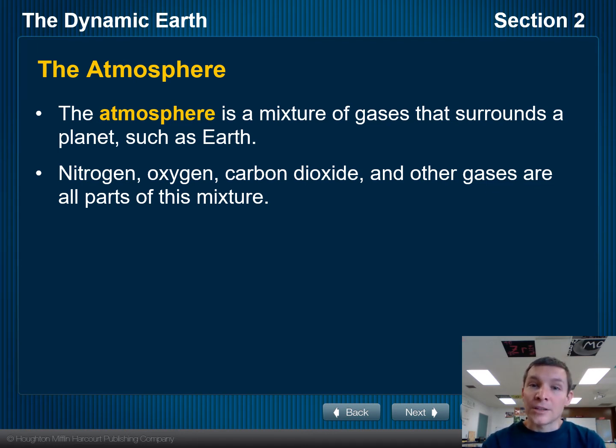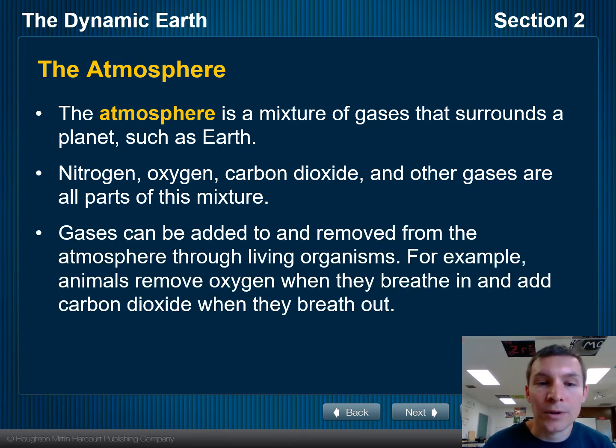We take that for granted, don't we? Just to get that oxygen. But what did I breathe out? Carbon dioxide, that's right. So a lot of these gases interact, go through a cycle, and become part of all of life. So you can see how Earth is really integrated: the atmosphere, and the geosphere, and the hydrosphere. Gases can be added to and removed from the atmosphere through living things.